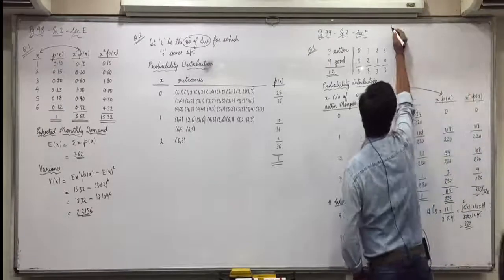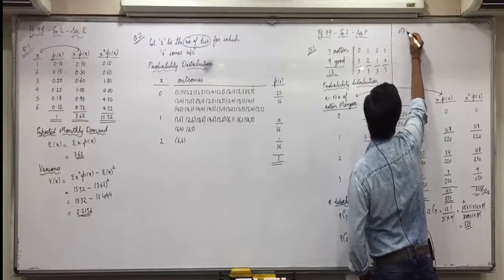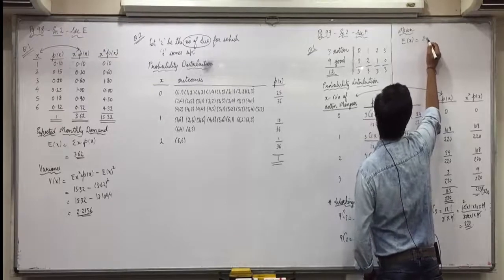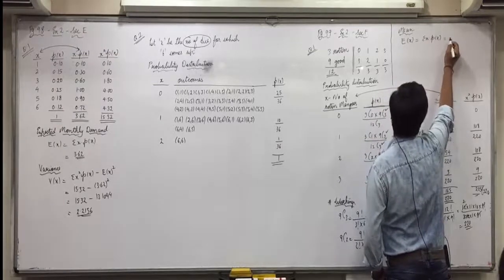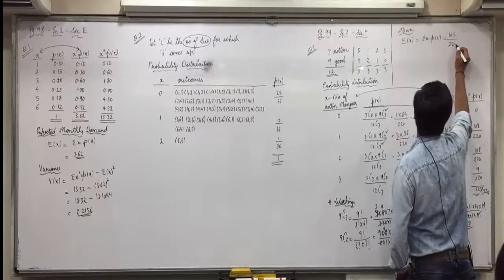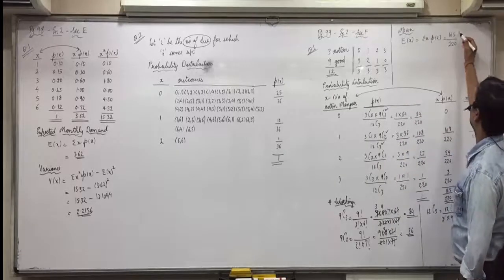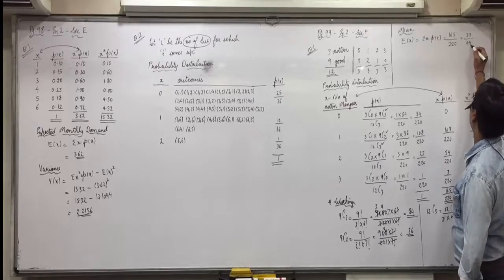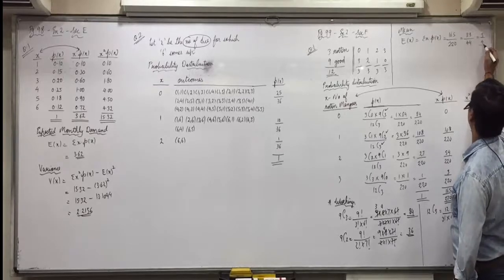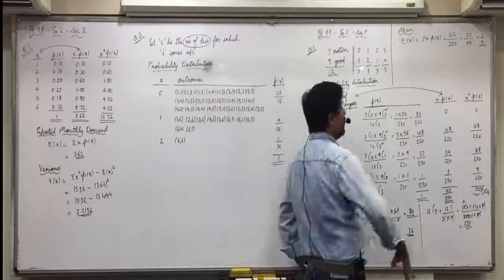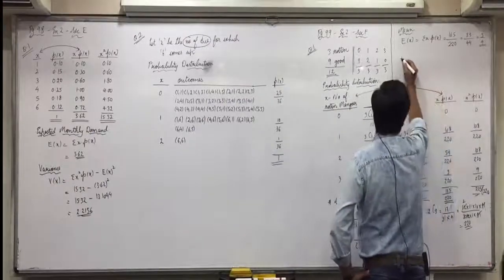Now I'm showing it at the top here. Mean E(X) is equal to sigma x p(x) is equal to 165 upon 220. Both are divisible by 5. 5 into 33, 5 into 44. 11 into 3, 11 into 4. 3 by 4. Understood that? First I have divided by 5, then I have divided by 11.